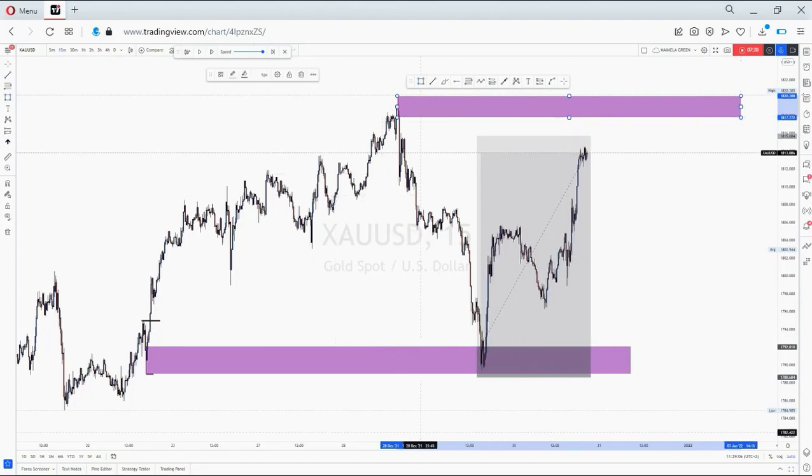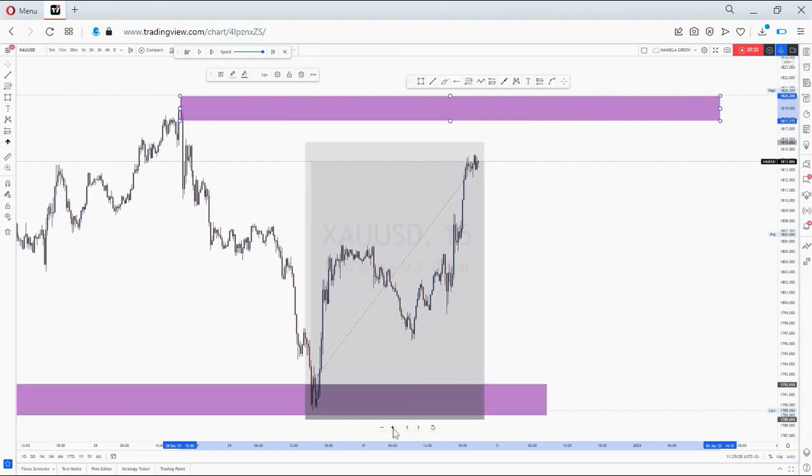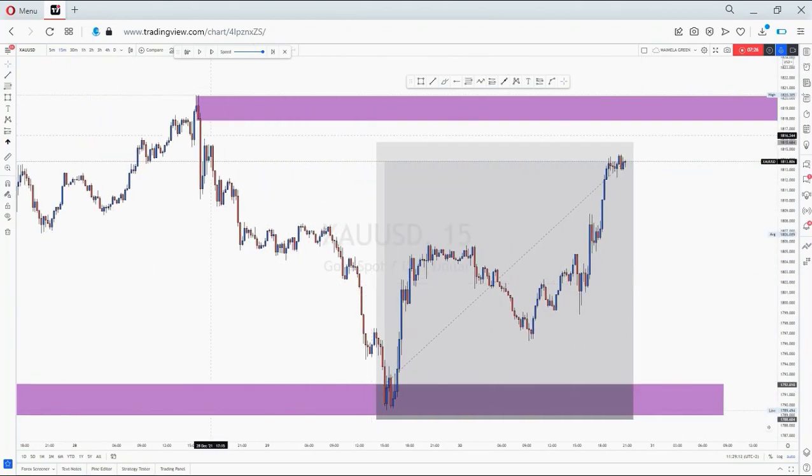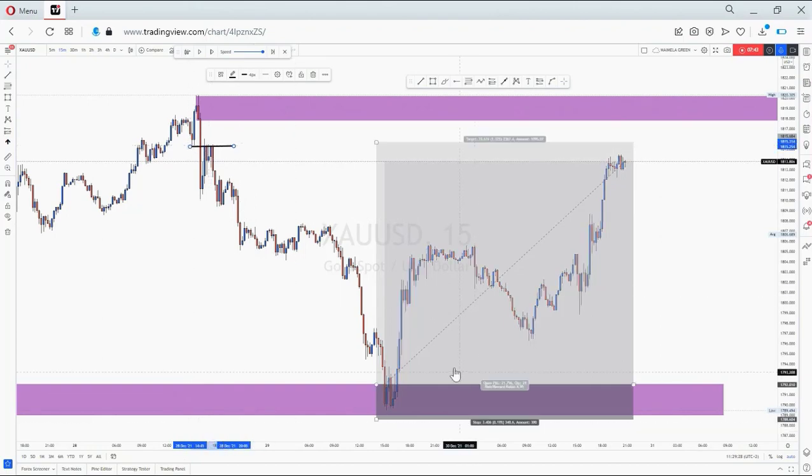As they were going down, you can see what they did here. If I can zoom it out or zoom it in, you can see what they did here. They broke the structure here. They made a swing high, swing low, swing high, then a break of structure, a retest on the low, then they went down.